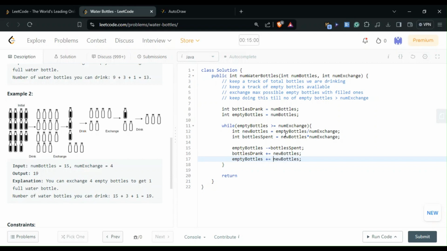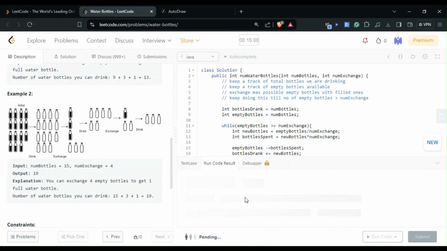So I have 6 bottles. 6 is greater than 4. 6 divided by 4 gives me 1. Bottles spent is 4, so empty bottles I'll reduce from 6 to 2. newBottles is 1, so bottlesDrank is 18 plus 1, 19. And emptyBottles is 2 plus 1, 3. 3 is not greater, so I can return from here. Okay, cool. I think that's it.